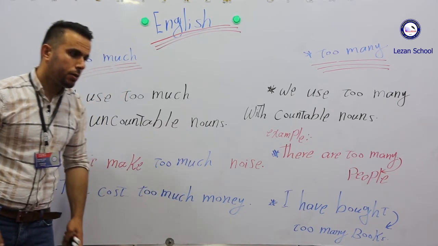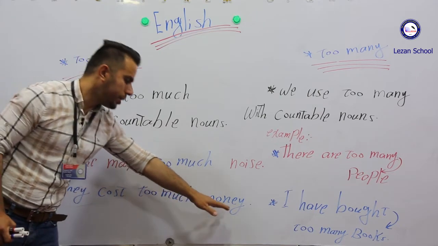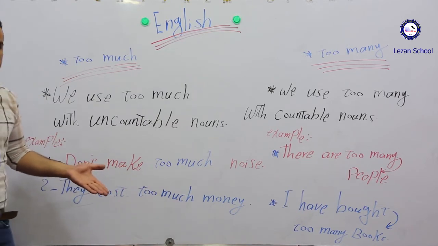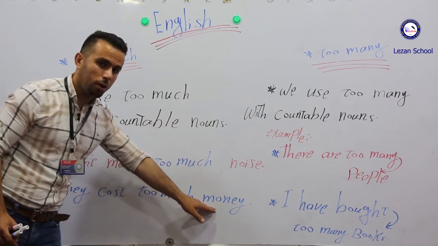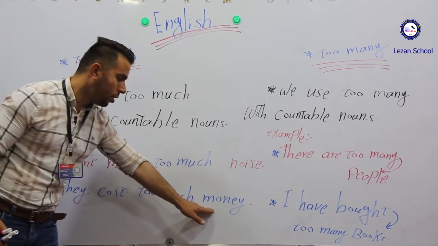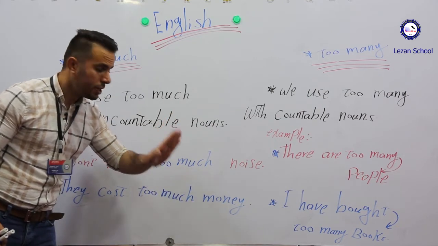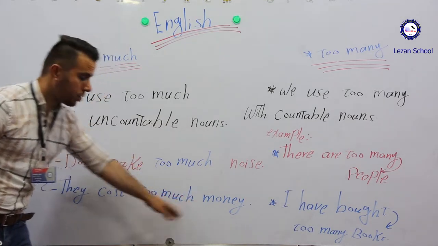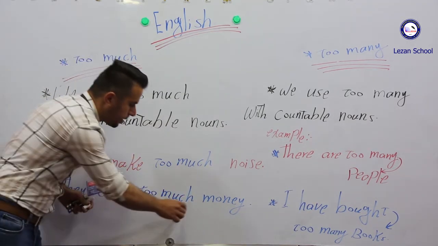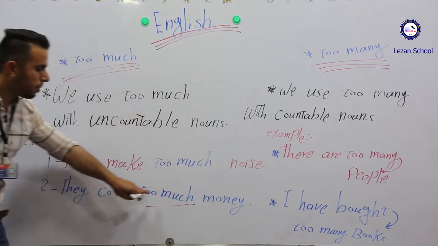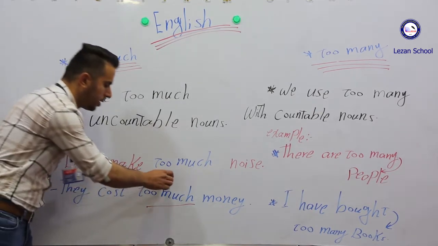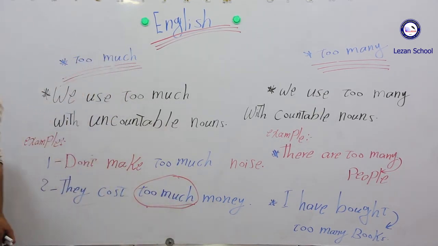Why? We cannot say 1 money, 2 money, 3 money. We cannot say that in English. Even in Kurdish, we cannot say that. So it is uncountable, and we use too much before money. Please, in the exam, try to have a look at the word after the dash. In the exam, this is the dash that you have, but too much will be among the options that you have to circle, which is the correct answer.